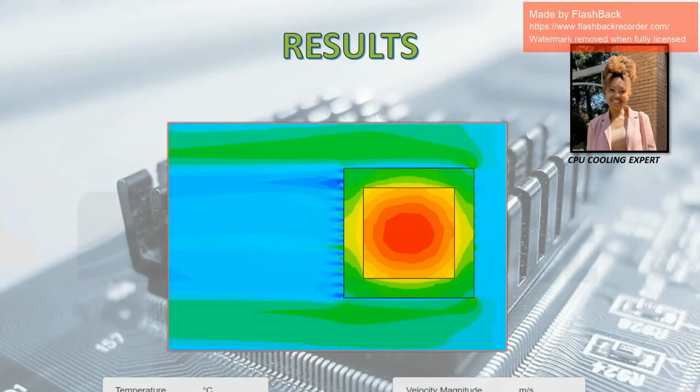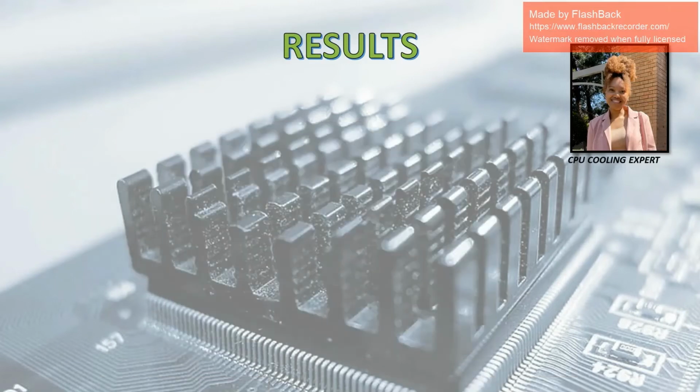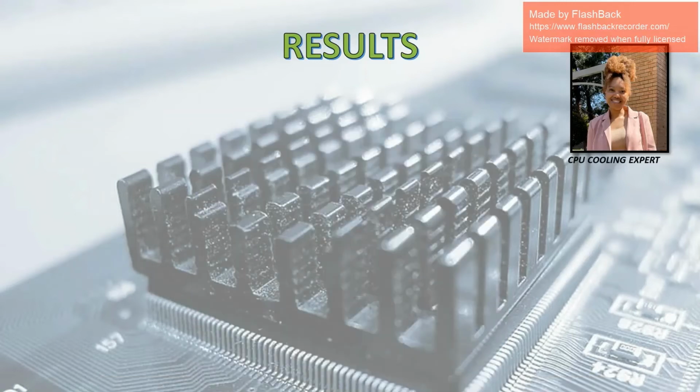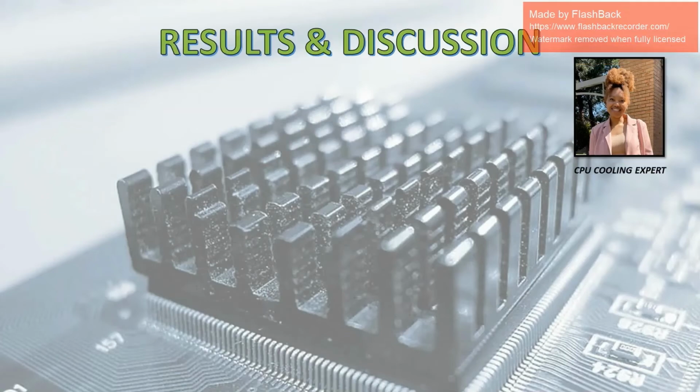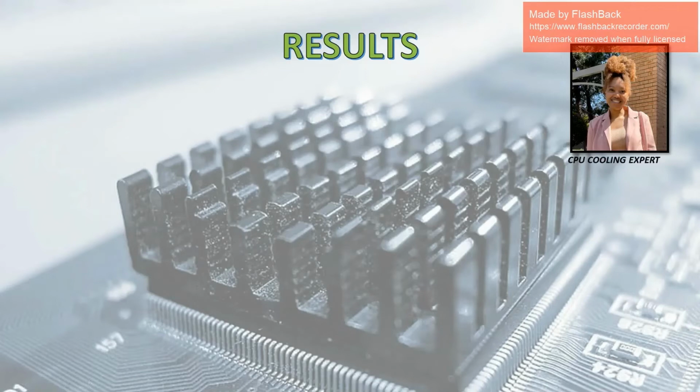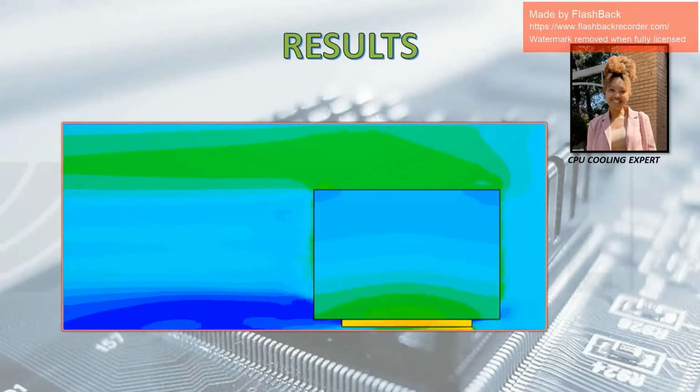Looking at the bottom view of this plate heatsink, it can be seen that the temperature distribution is highest at the interface of the CPU and the heatsink. Looking at the results for the circular heatsink, the temperature is also highest at the interface between the CPU and the heatsink. It is, however, a little bit lower than that for the plate heatsink.